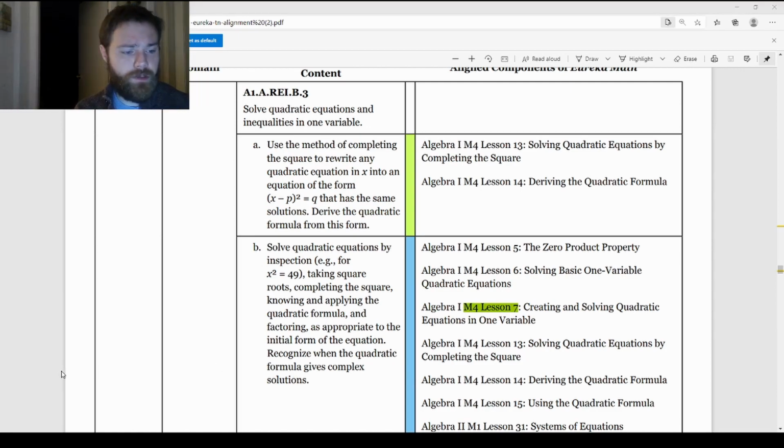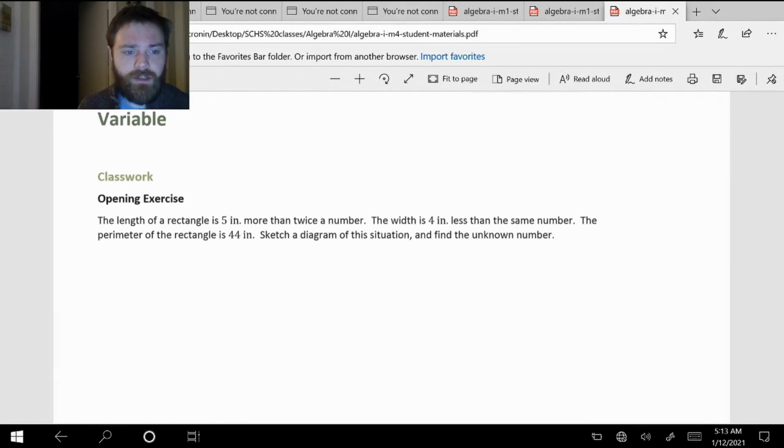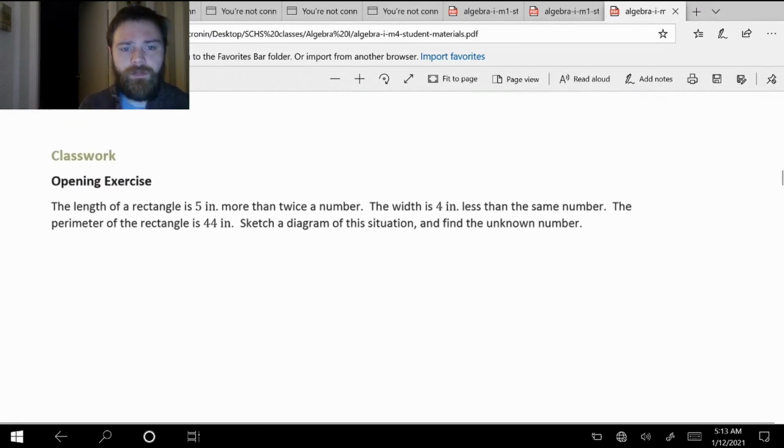So the first problem we have here is this opening exercise, and it says the length of a rectangle is 5 inches more than twice a number. It says the width is 4 inches less than the same number. The perimeter of the rectangle is 44 inches. Sketch a diagram of this situation, and then find the unknown number. So pause the video and see if you can figure this out. Okay, so I'm going to assume that you did that. So we're going to go ahead and start this.